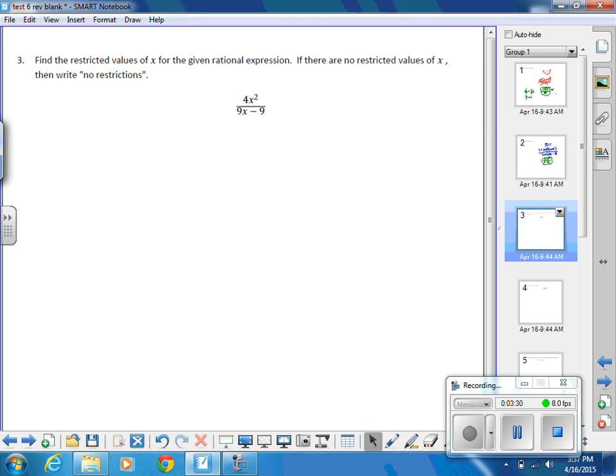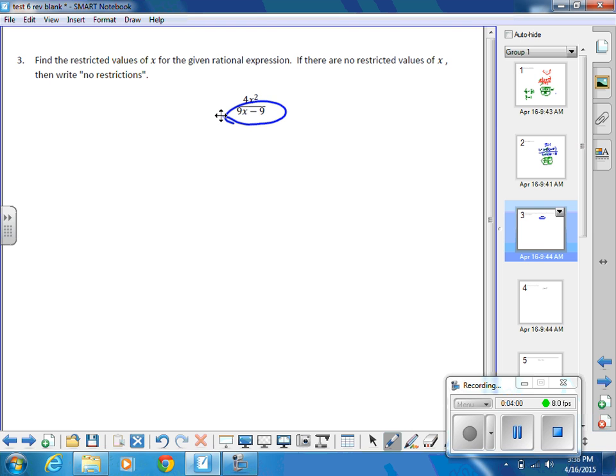Now, the next one says find restricted values for x. If there are none, write no restrictions. Restricted values mean what's going to make this denominator 0. Remember, we cannot have 0 in the denominator. That makes it an undefined problem, okay? So we're trying to avoid that. So any kind of case where we have an x or an x squared or something like that in the denominator, we need to see what numbers will make it 0. Sometimes nothing makes it 0. I'm going to show you an example of that in a minute.